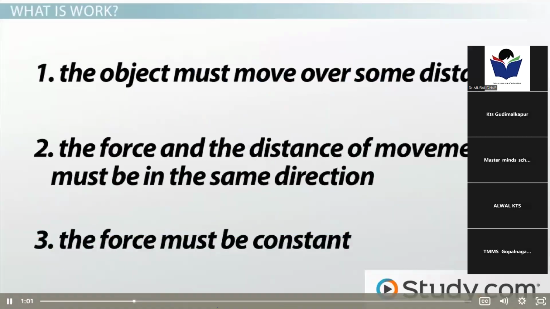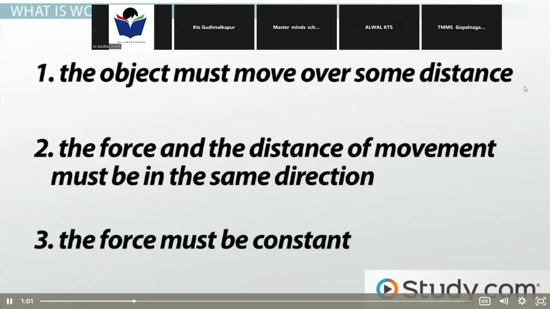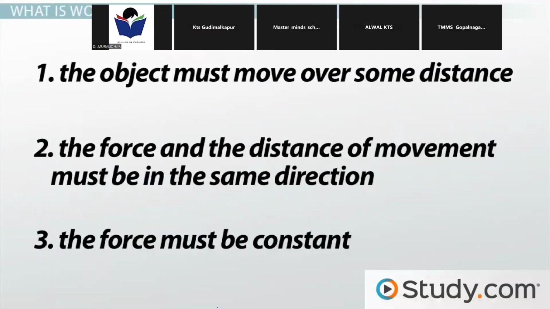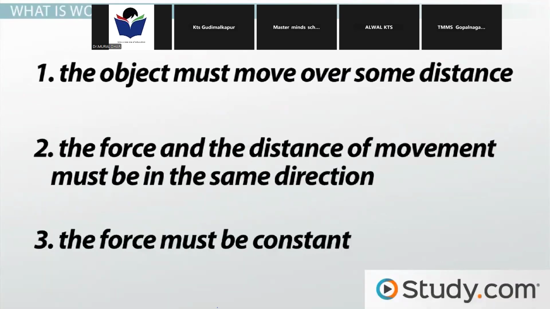So when you say work is done, these are the conditions. You can note down, three conditions are there. So we can say work is done if the object moves over some distance, the force and distance of movement of the body should be in the same direction, and the force must be constant. In these three conditions, we can say that work is done. Okay, note down these three points.